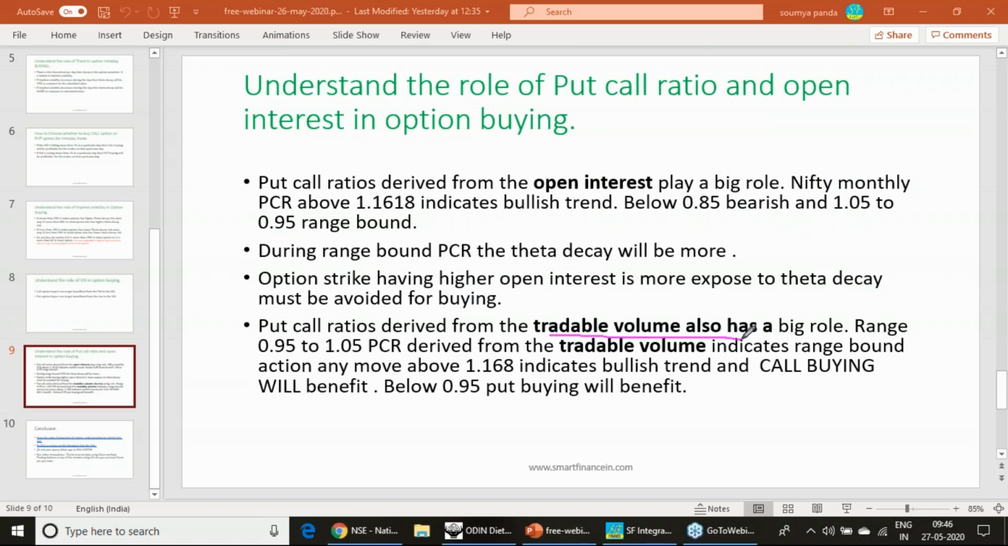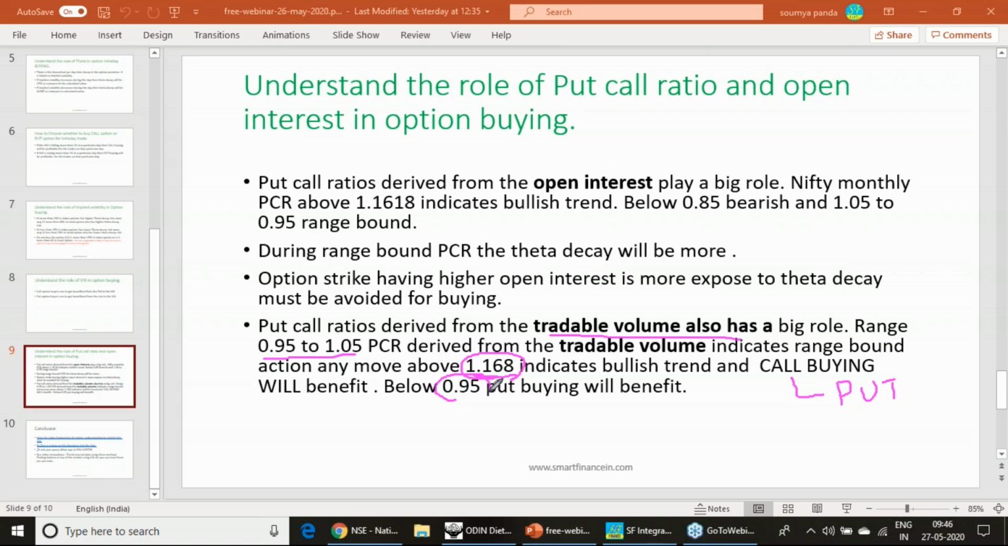Now for the traded volume, if you are deriving the PCR through the traded volume, then 0.95 to 1.05 is range bound. Above 1.168 indicates a bullish trend, or calls will be benefiting. And if this 1.168 happens, then it should also indicate that put writing is happening, that is, put writing or put selling is happening in the trade.